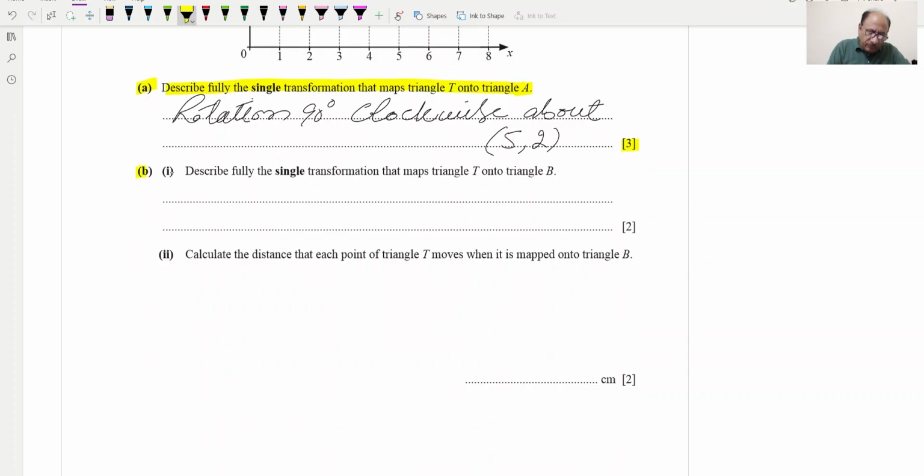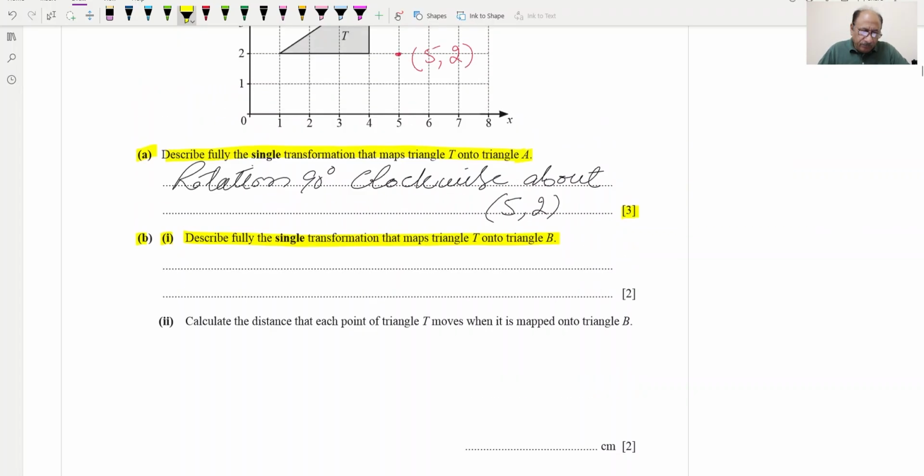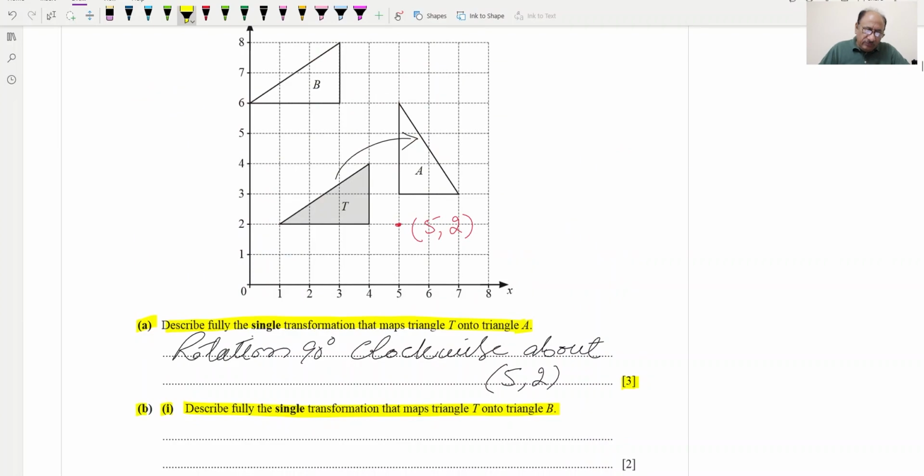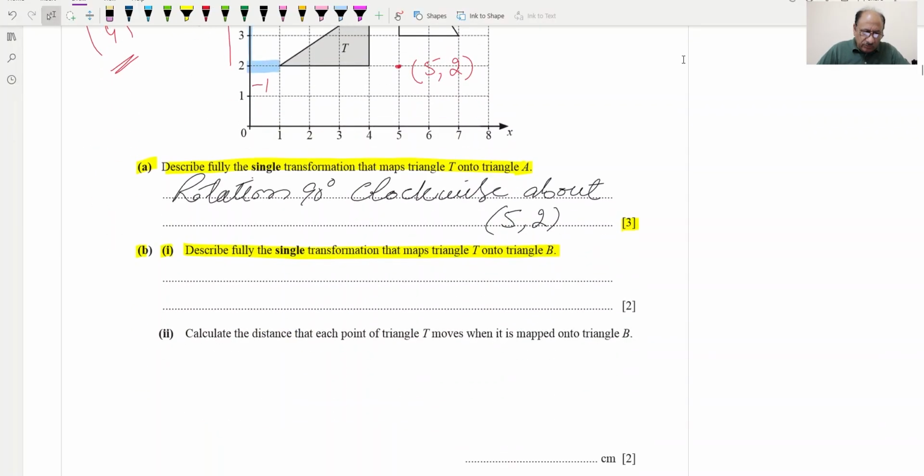Now in B part, describe fully the single transformation that maps triangle T onto B. T onto B, we can see this is just shifting 1 unit to the left, and then it is moving 4 units up. So 1 unit left means -1, and 4 units up will be just 4. So the vector will be (-1, 4). This will be the vector by which it is translating. So it will be translation.